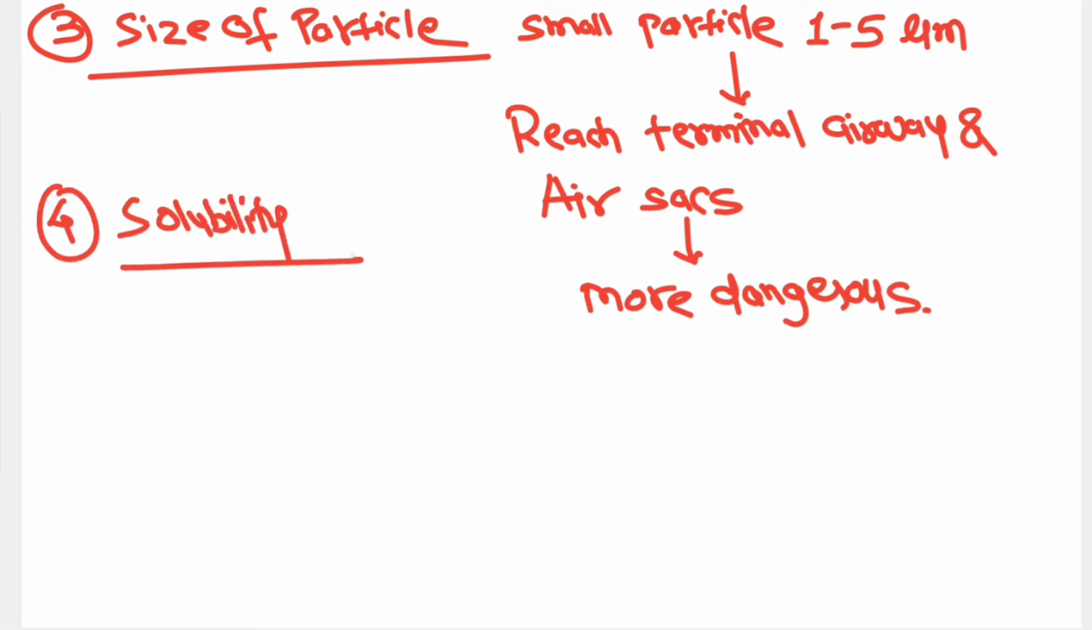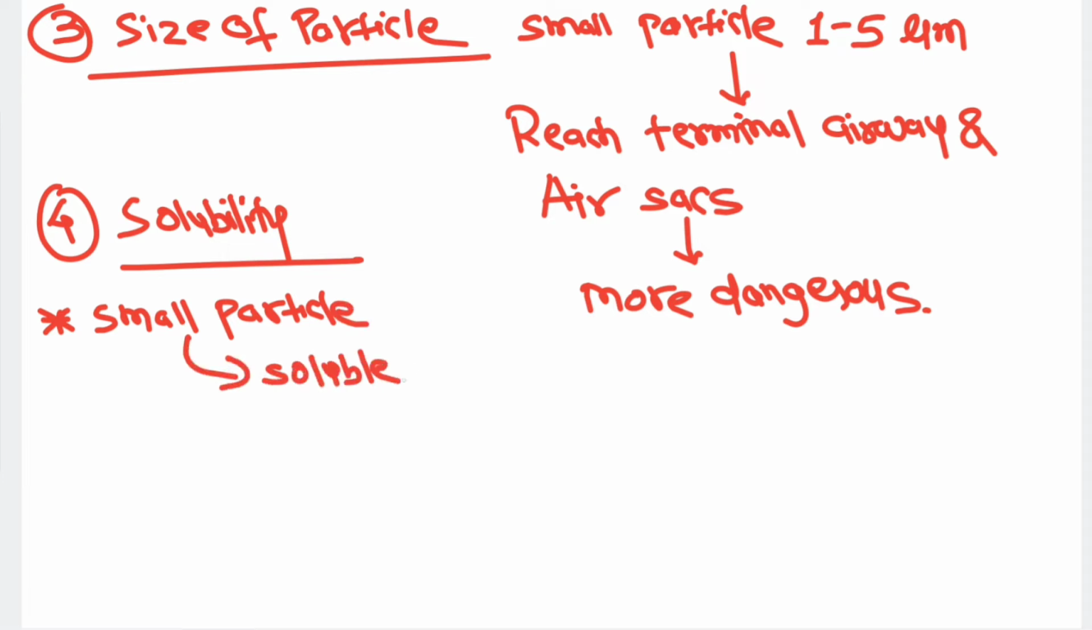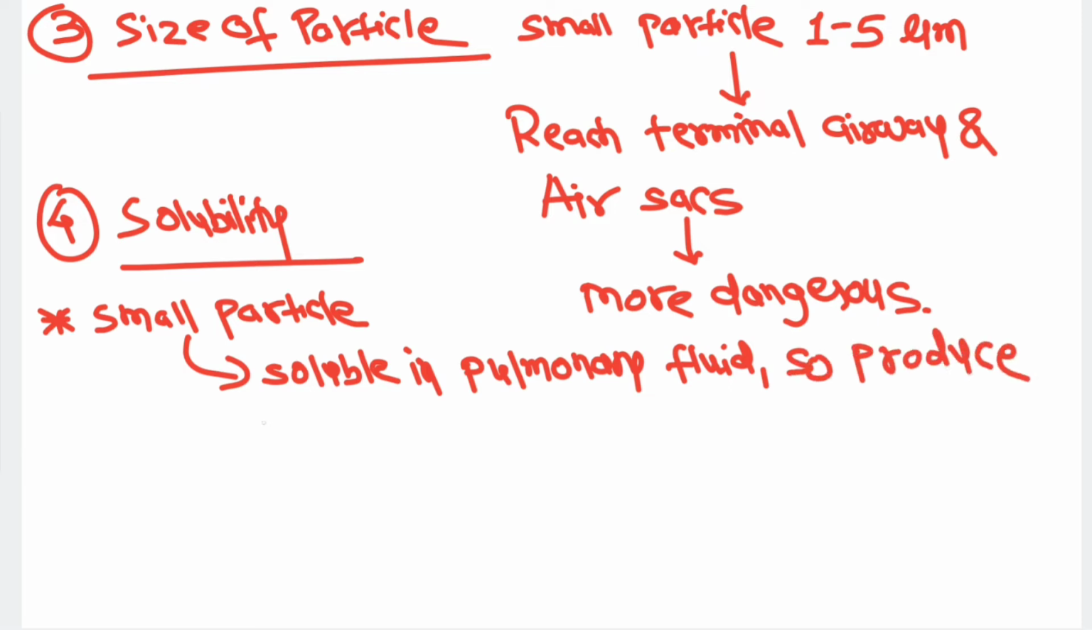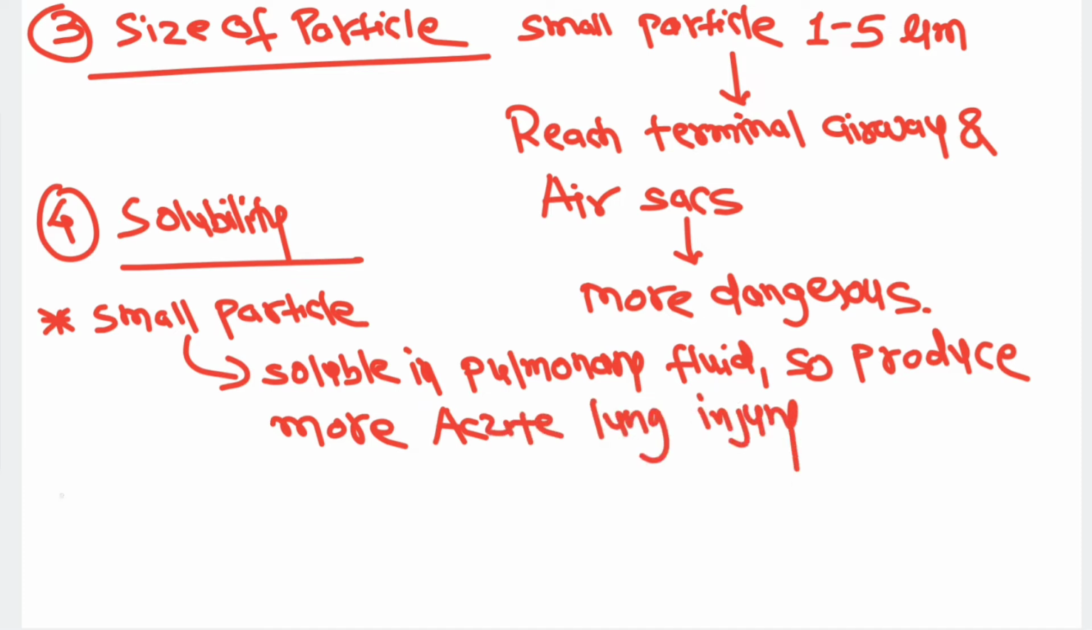The fourth factor is solubility of a particle or solubility of dust. If the particle is small, then it is more soluble in the pulmonary fluid. The small particles are soluble in the pulmonary fluid, and that's why they can produce acute lung injury as compared to chronic injury. They will produce more acute lung injury. So the patient can undergo ARDS in that condition.